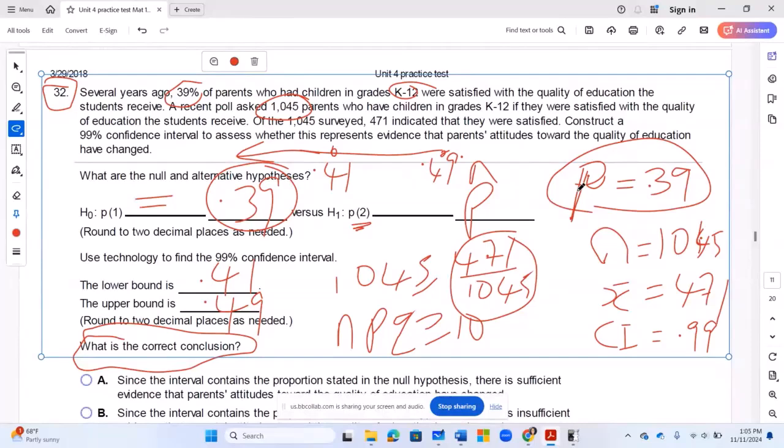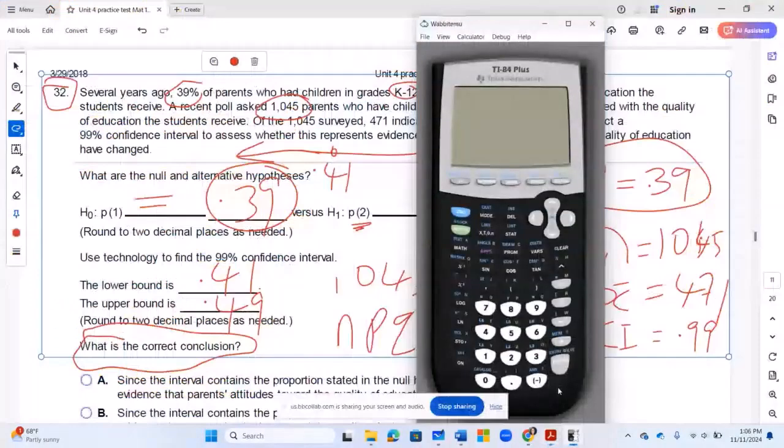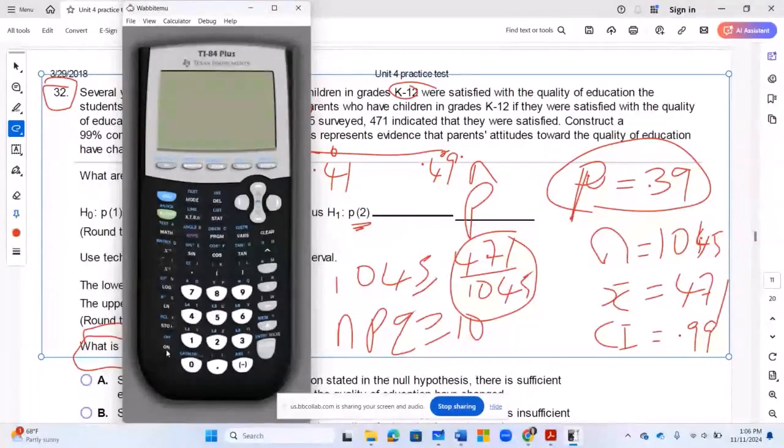Okay, so the probability of success is 39%, and we can actually multiply out NPQ. So let's find the success. What is the probability of success? It is 471 divided by 1,045. When I hit enter, that is the probability of success.